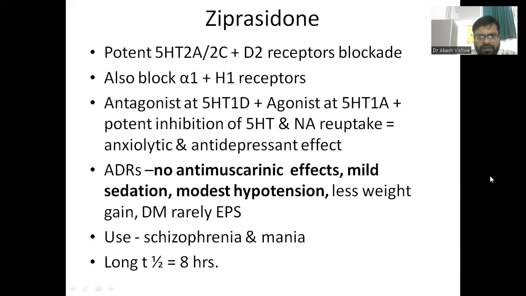Ziprasidone, potent 5-HT2A or 2C, and D2 receptor blocker. Also blocks alpha 1 and H1 receptors. It is an antagonist at 5-HT1D and agonist at 5-HT1A, and potent inhibition of 5-HT and noradrenaline reuptake that results in anxiolytic and antidepressant effect. ADRs: no antimuscarinic effects, mild sedation, modest hypotension, less weight gain, diabetes mellitus, rarely EPS. Used in schizophrenia and mania. T-half, 8 hours.